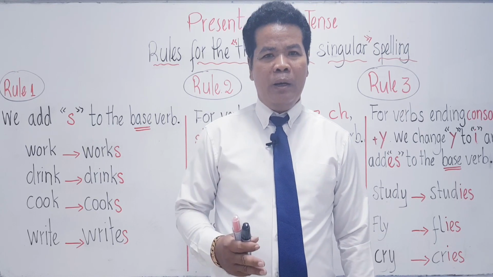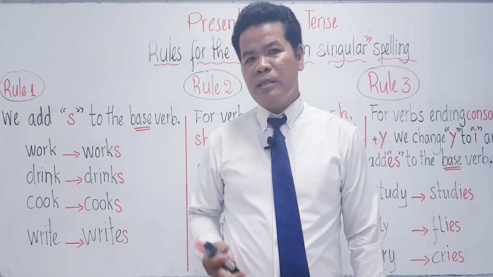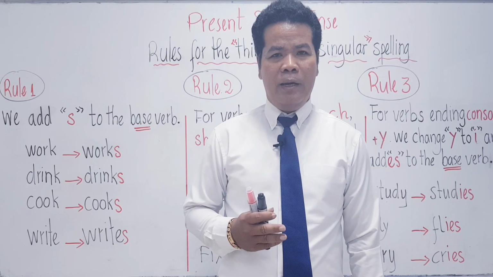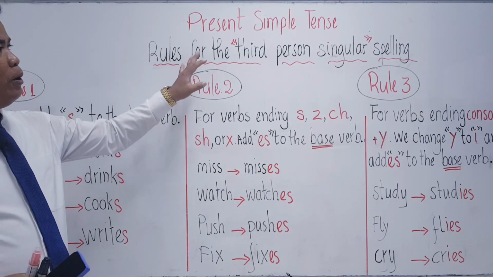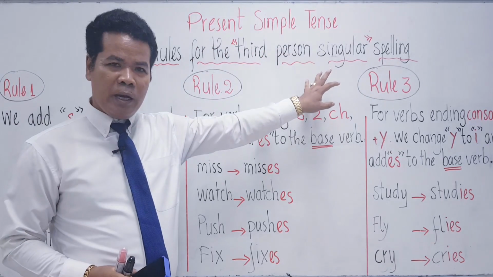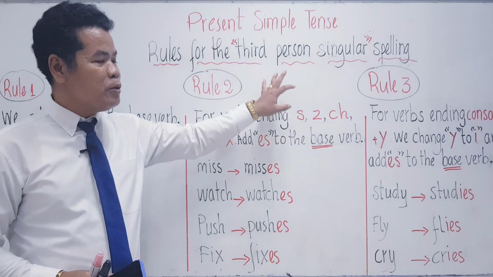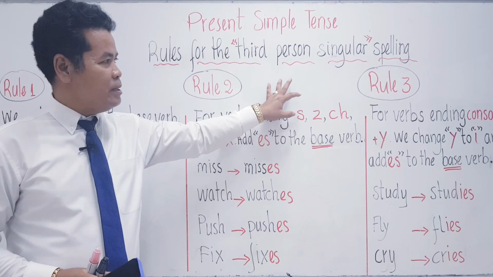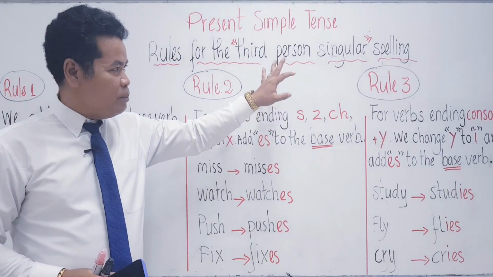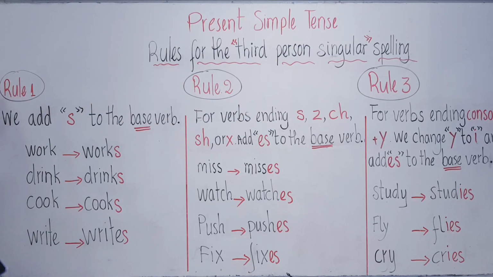Today, we are going to show you about the 3 rules of using third person singulars in the present simple. Okay? Now, please have a look at that. Rule for third person singular spelling. In this lesson, I am going to show you how to use it exactly and correctly. Okay? Please pay attention, and concentrate on what I'm teaching you. Now, let's go. Rule number 1.